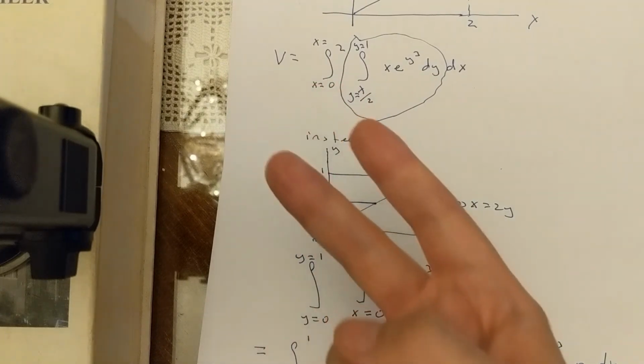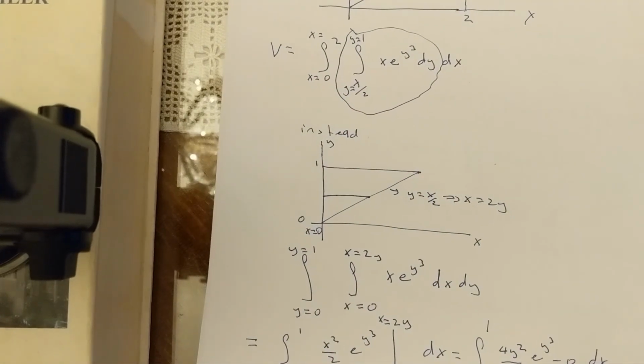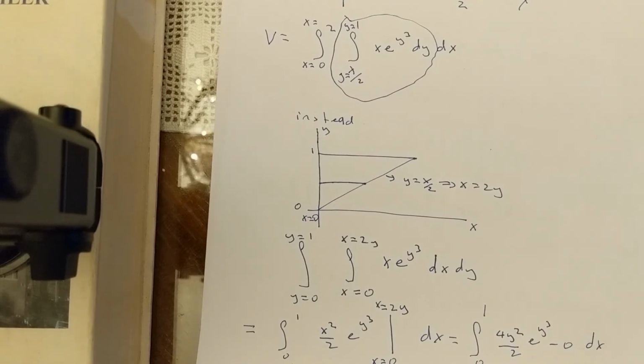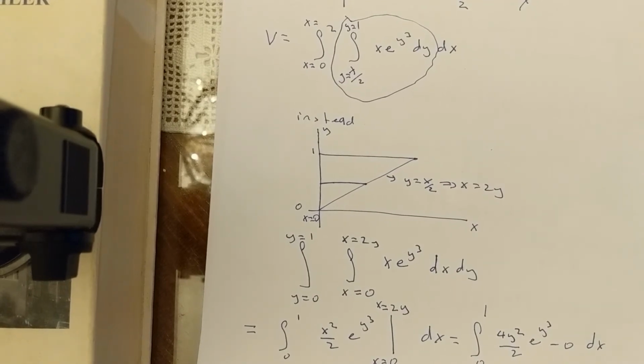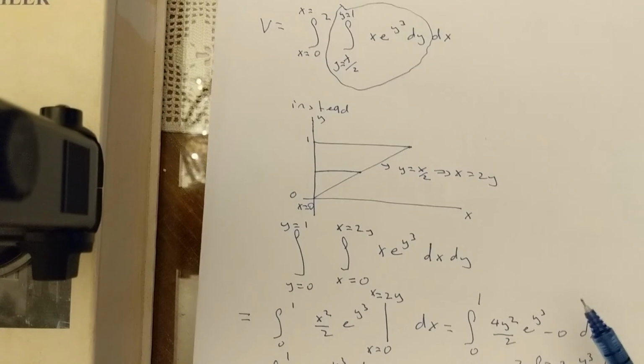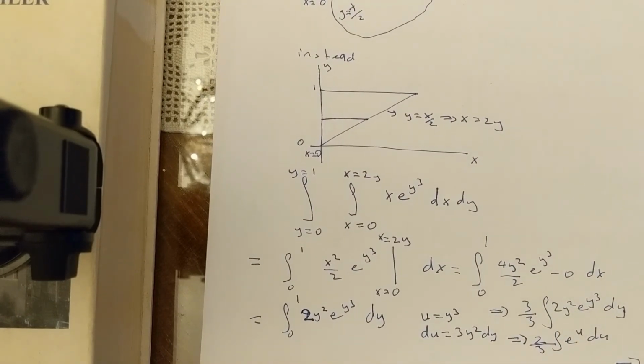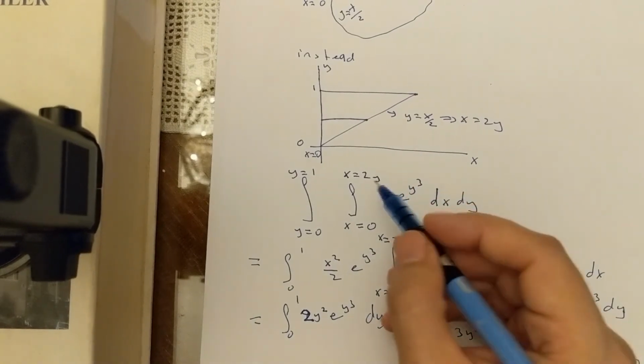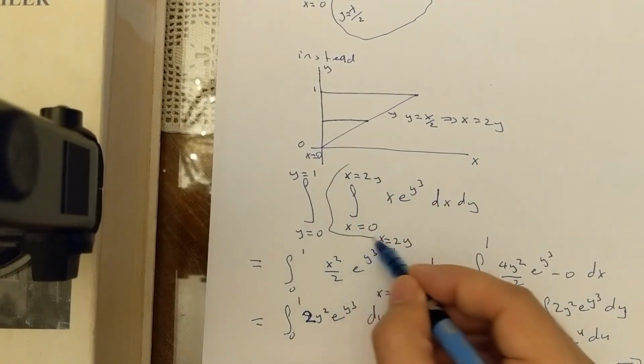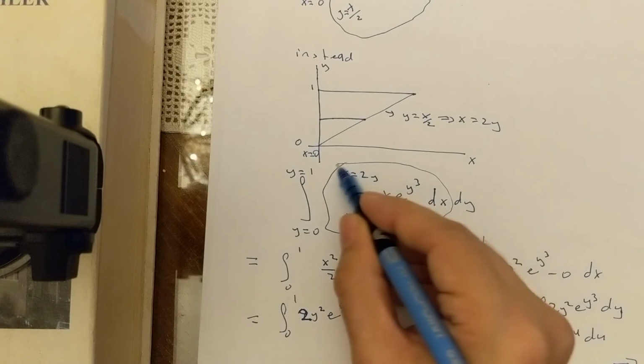When you want to switch these, you have to draw the region and see what the world looks like in terms of the other variable. So once I write this, I realize that now this is much easier to integrate than the original one. Why? Because we have to integrate this.